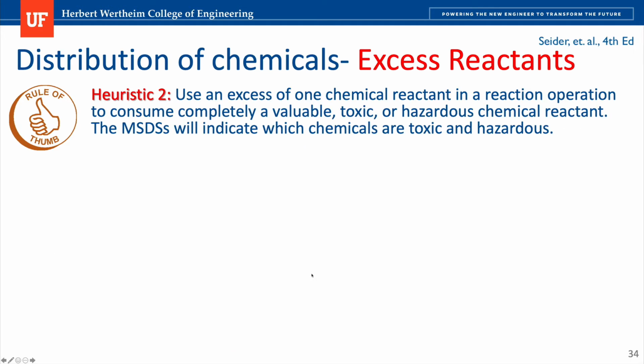Then the second heuristic involves excess reactants. Use an excess of one chemical reactant in a reaction operation to consume completely a valuable, toxic or hazardous chemical reactant. The material safety data sheet will indicate which chemicals are toxic and hazardous. And this is why we build a preliminary data table. We need to take this into consideration across the different stages in our process development.